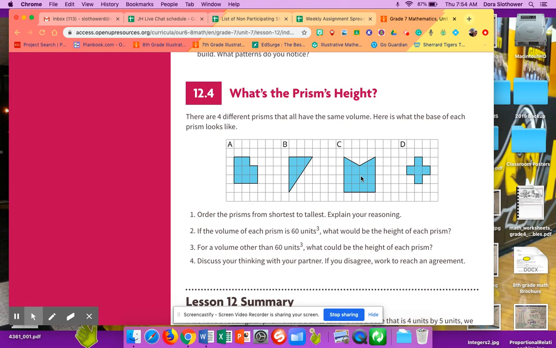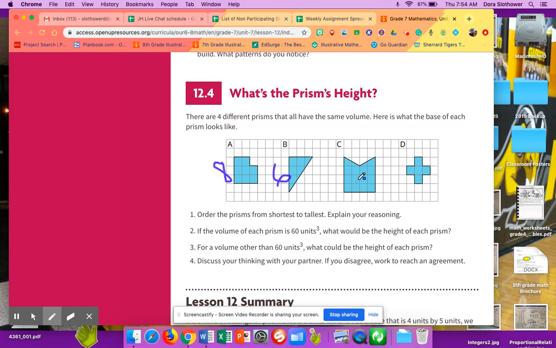Now it says, if the volume of each prism is 60 units, what would the height be? So you need to know what the area of each of these are. And I guess maybe if I would have found that to begin with. So this one, 1, 2, 3, 4, 5, 6, 7, 8. So this one is 8. This one, we can find the area of the triangle, 1/2 base times height. 4 times 3 is 12. Half of that is 6. So the area is 6.